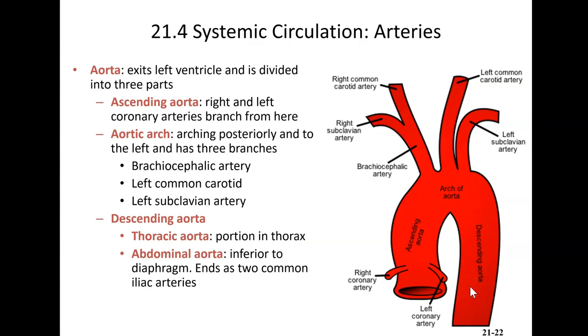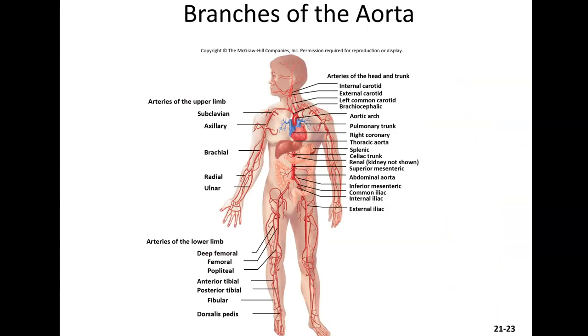If we are in the thoracic cavity above the diaphragm, we call it the thoracic aorta. But if we pass the diaphragm and are in our abdominal cavity, we call it the abdominal aorta. And of course, at the level of lumbar vertebra 4, we split into the right and left common iliac arteries. Here's a nice little illustration that gives all of the important arteries of the body that come from the branches of the aorta.